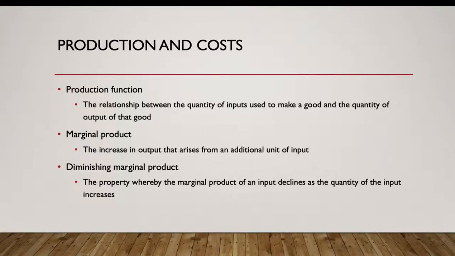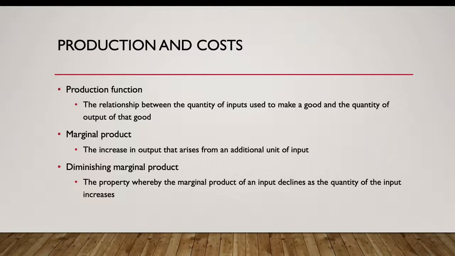There is a relationship between the amount a business can produce and the amount that level of production will cost the business. Production function is the relationship between the quantity of inputs used to make a product and the quantity of output of that product. The more inputs used, the more outputs can be produced.